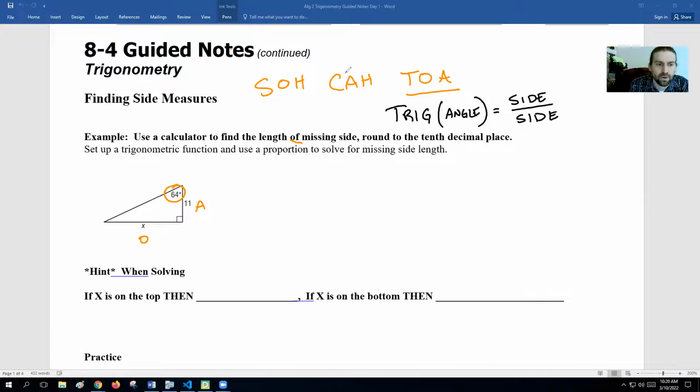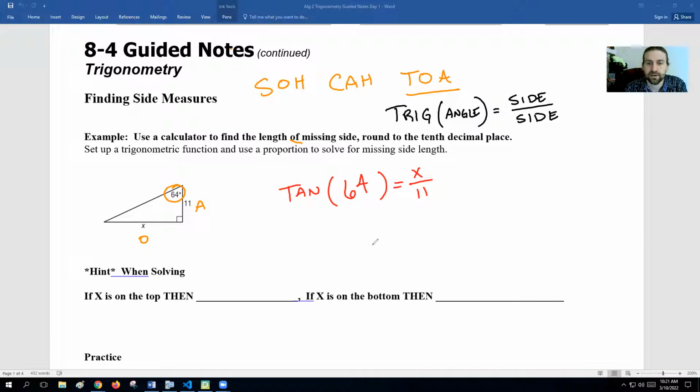All right, so we know we're going to use tangent, so that's going to be our trig ratio. So we're going to say tan of the angle, 64 degrees, is equal to our side ratio. Well, tangent is opposite, which is x, over the adjacent, which is 11. Okay, so when it comes to solving, to get x by itself, we have to think about how we can get the 11 off the denominator, and that's by multiplying the other side by 11.